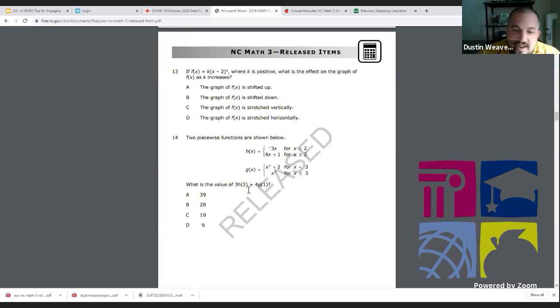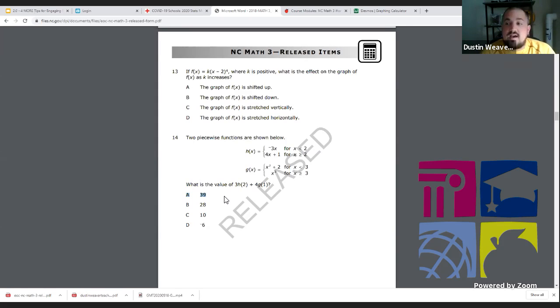12. Good. And so now 3h of 2 we said is 27, and 4g of 1 is 12. So we're going to add 27 plus 12, and we get 39, absolutely, which is A, our final answer.